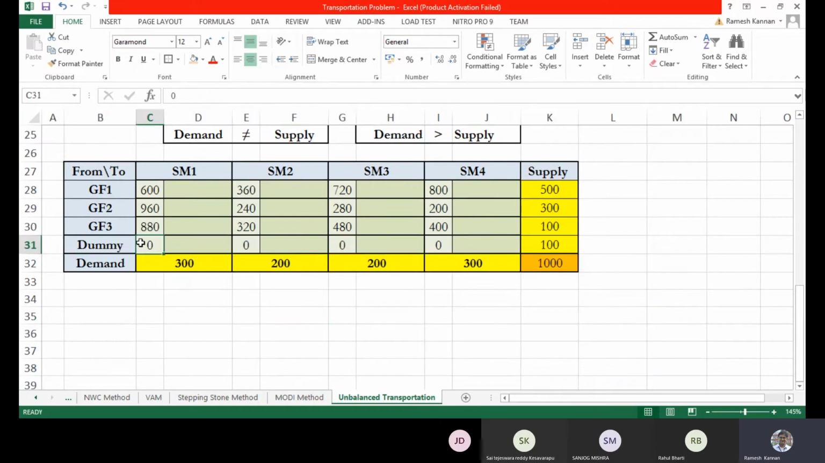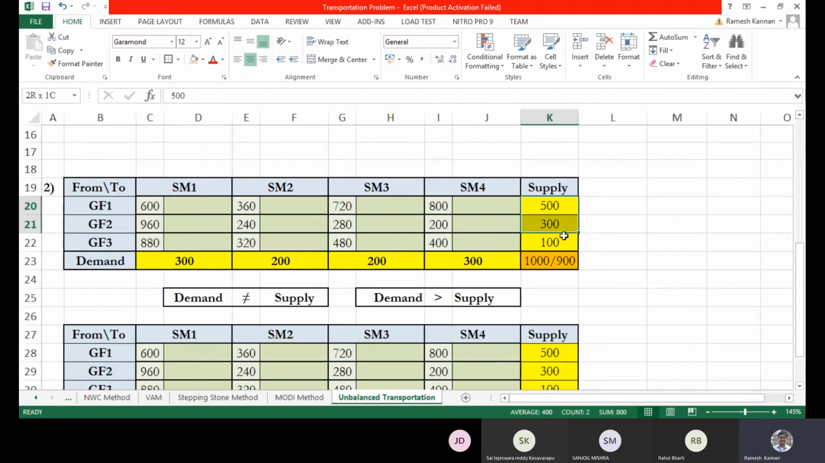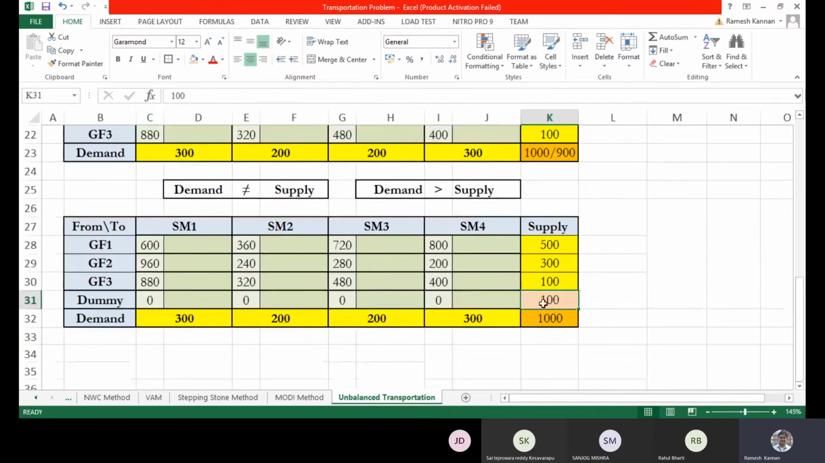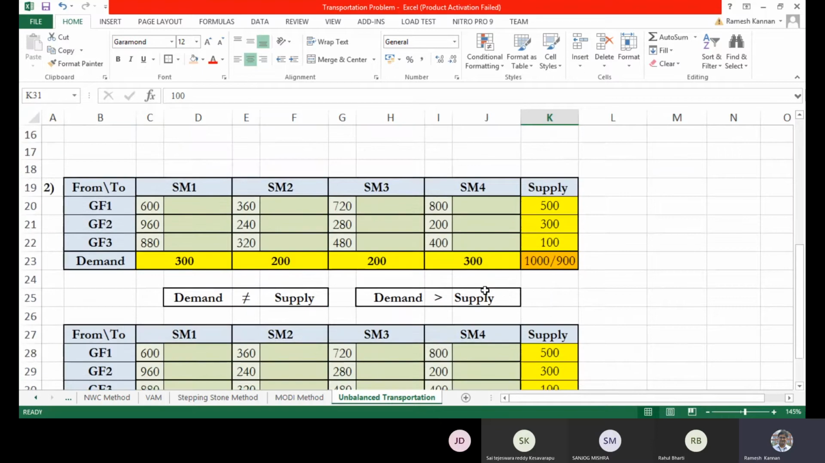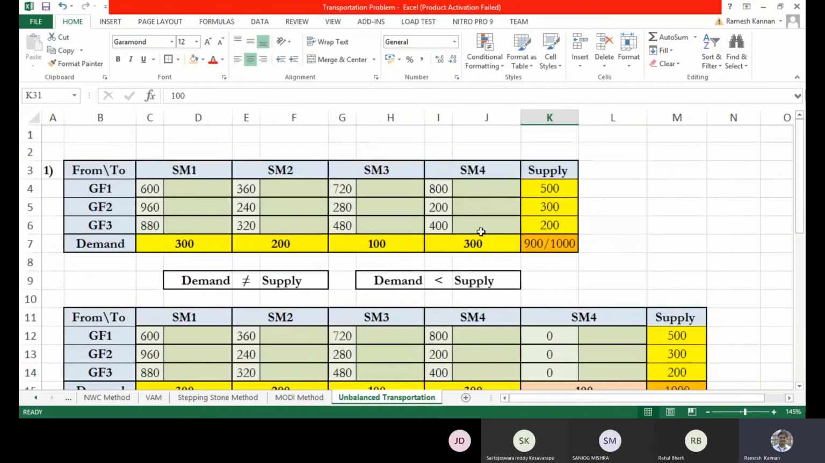The dummy row has a transportation cost of 0, 0, 0, and 0. Then the differential amount is put in here. So this is 100, because the total supply is 900 and demand is 1000, so the difference is 100. That amount we're going to put in here. So are all of you able to understand these two particular concepts?